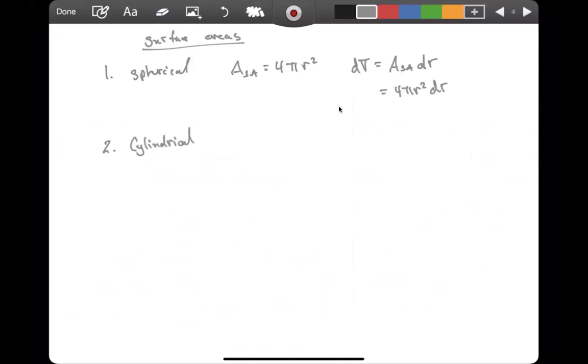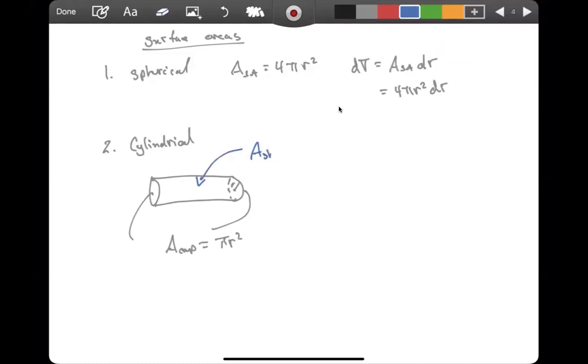So for cylindrical, we have to be a little bit more careful because there's technically 3 different areas, even though 2 of them are the same. So you have the end caps here. The surface area of the caps is just that of a circle. So if this thing has a radius of r, then this is just pi r squared. And then you have the shaft portion itself. So the area of the shaft is simply equal to what? The circumference, which is 2 pi r, times the length, where this is some length L.